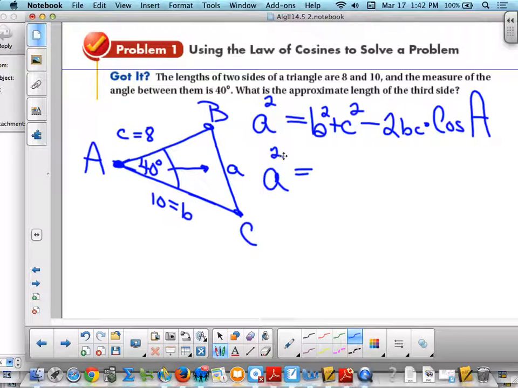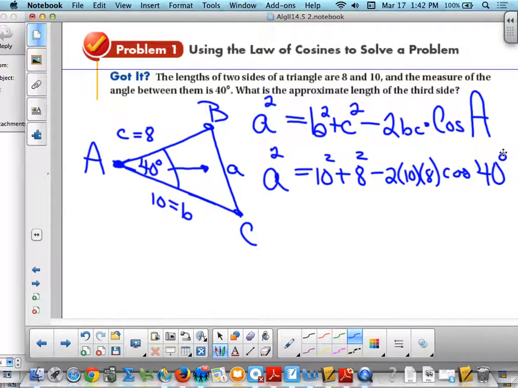100. 10 times 10. C squared equals 8 times 8, minus 2 times 10 times 8, times cosine of A. A is 40. And there it is. This is the easier of the two. Side angle side is the easy one. Side side side is the harder one.